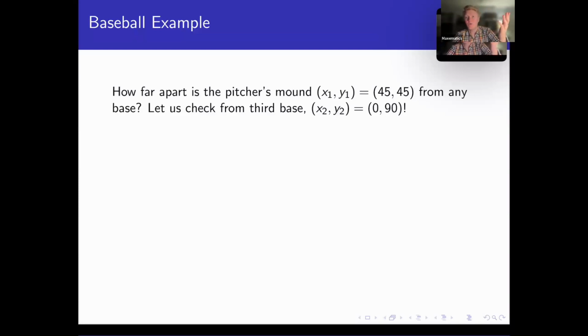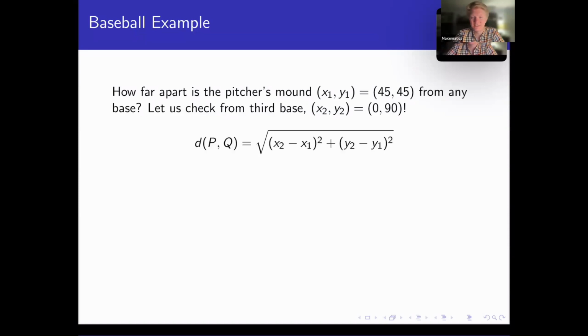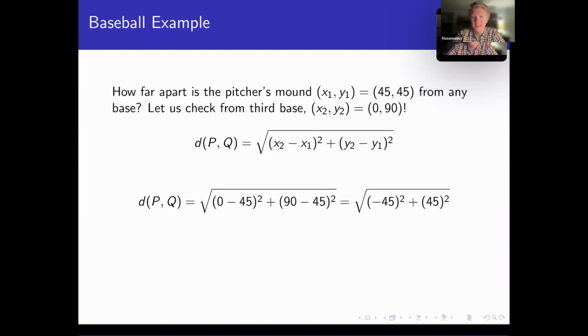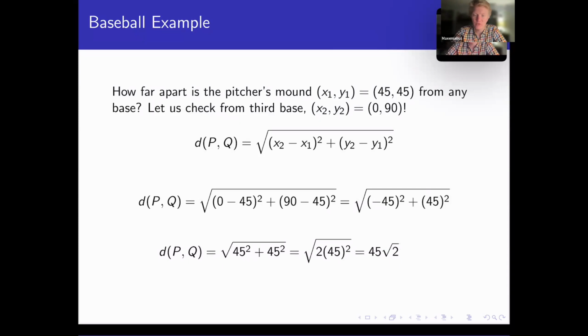And again, now, if we're asking how far apart the pitcher's mound is from third base, this is the distance formula. Subtract the x coordinates, subtract the y coordinates. -45 squared plus 45 squared, negative 45 squared would be positive, and then we would get 2 times 45 squared, or 45 square root of 2, which is roughly 64. I believe on an actual diamond, the pitcher's mound is 60.5 feet away from home plate, but in our imaginary baseball example, that's how far the pitcher's mound is from any base.